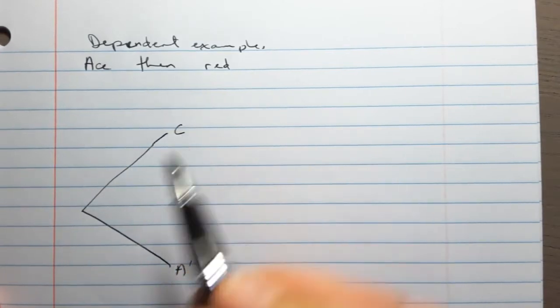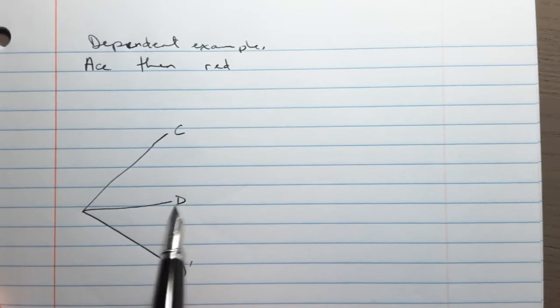Okay, let's look at our second example, the one where we have an ace and then a red card, and this one is dependent. So the first thing that can happen is we can draw an ace or not draw an ace. So I'm going to first draw the not an ace branch here. That would be A prime. We said drawing an ace was called A. Now the trouble is we can't just draw an A branch here because we need to divide it up into our two little groups. One of those groups was called C and one of those groups was called D.